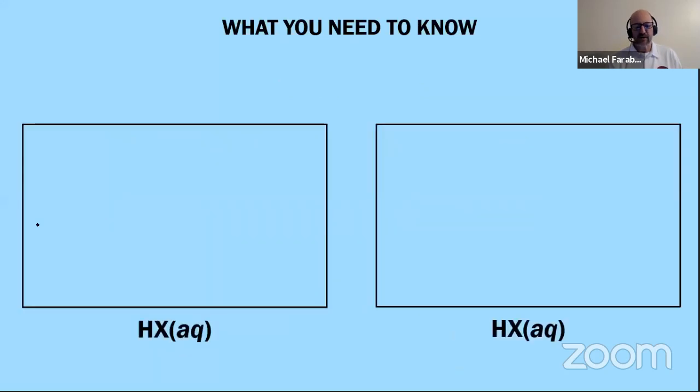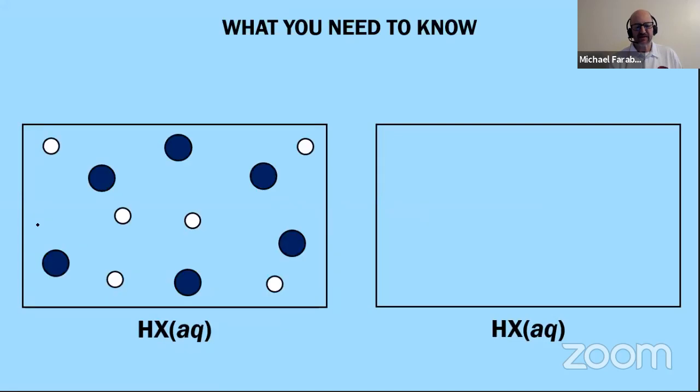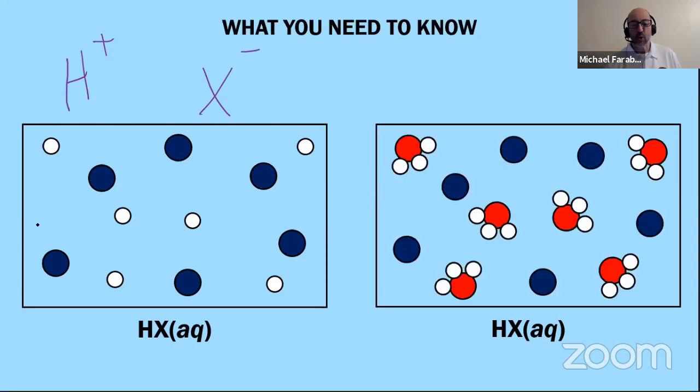Here, for example, is a sample of HX, which contains H+ and X-. Now, the blue circles represent some negative ion that goes along with the hydrogen in an acid. But the diagram on the right would be equivalent. We're not showing actual water molecules here, but in the particle diagram, if you see H3O+, you can think of it as the equivalent of H+.